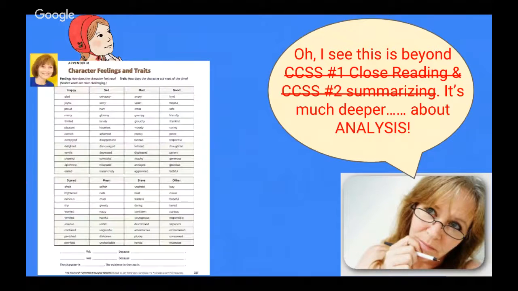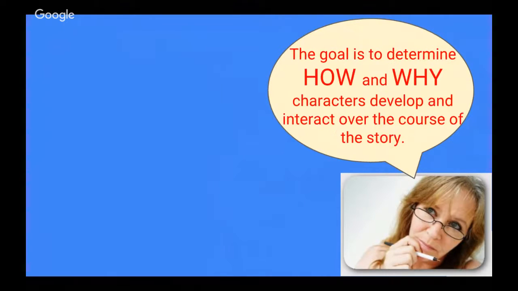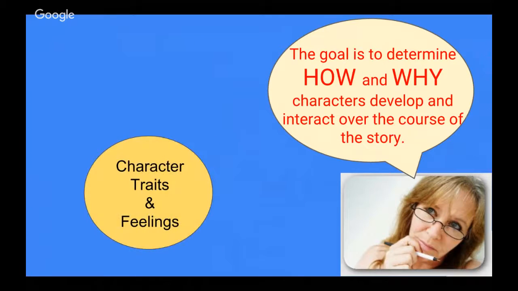It starts with the focus on the character's feelings and then the character's traits. And Jen Richardson gives us some resources to help students and even ourselves in our planning of whole group lessons. So the goal of standard 3 is to determine how and why characters develop and interact over the course of a story. I always think of the test question: how does the character change in this story? That question is directly the question that goes with standard 3 in reading literature.